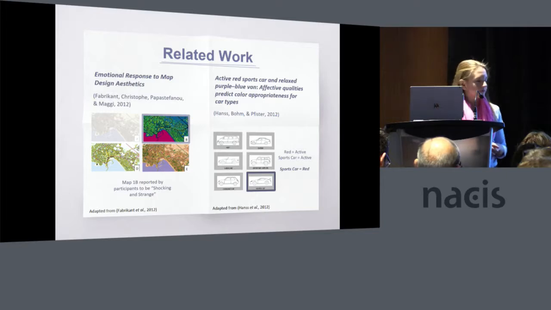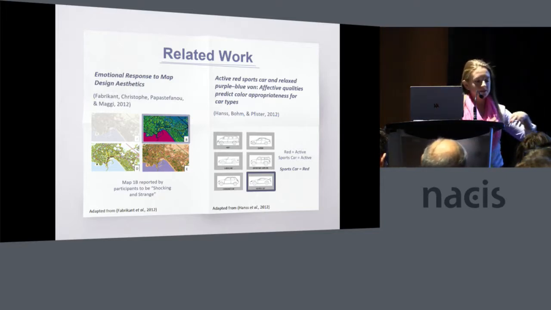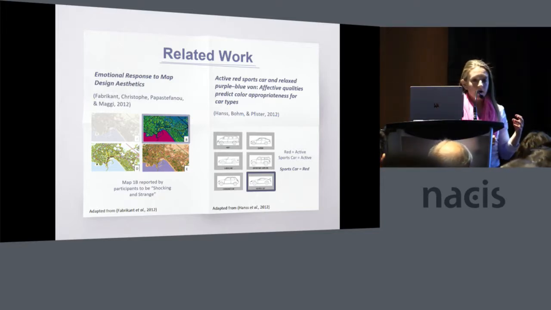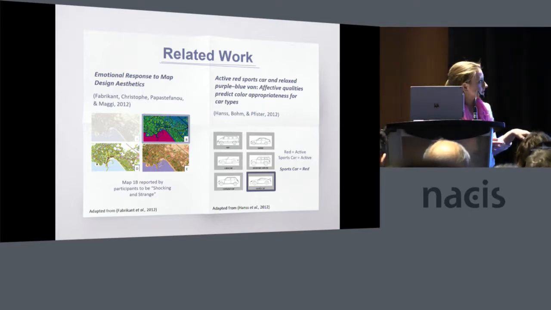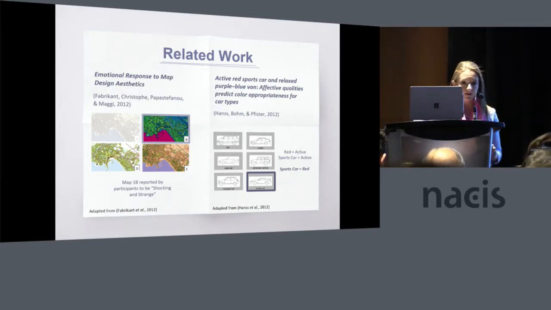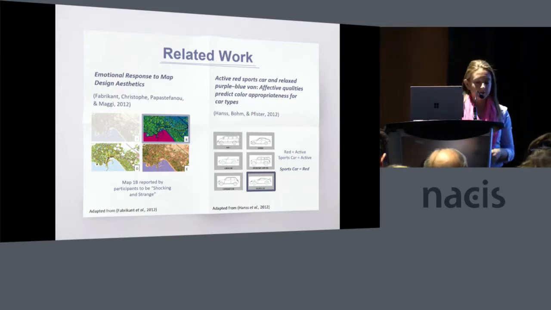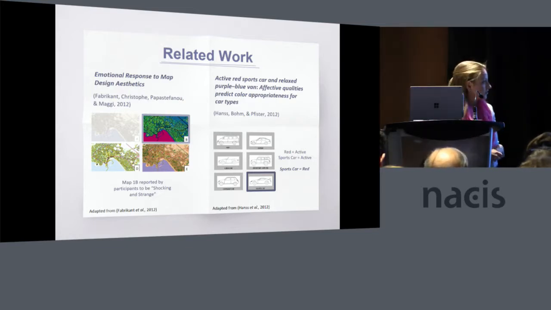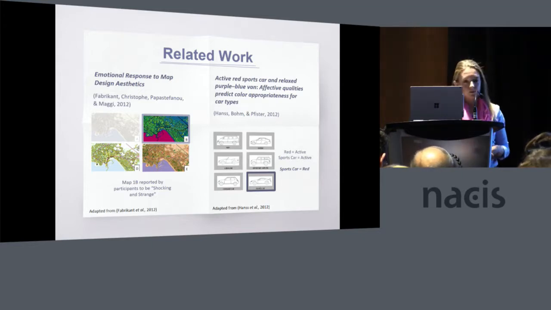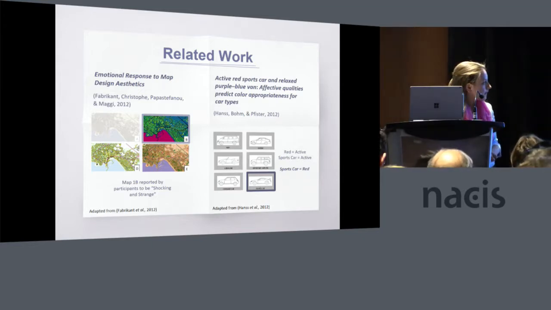So taking this one step further, how does that interact with the data itself? Emotional response has been discussed in cartography. This paper used psychophysiological response measures as well as self-reports to measure people's affective responses to different color schemes and maps. For example, this map I have highlighted was reported by participants as being shocking and strange, which is most likely because the water is red, which is kind of scary. I don't know why that would be.